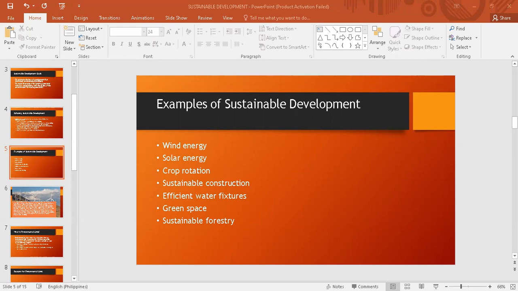ginagamit or naiko-convert natin into electricity, and whatsoever. Ngayon, sa solar energy po, usually meron tayong surface, no? Kung may nakikita kayong mga surface na nakabilad sa araw, yun yung ginagamit na materials, no? Tapos may kumbaga kino-convert yung energy na nanggaling sa sun into electricity.